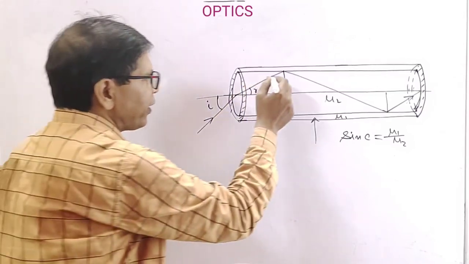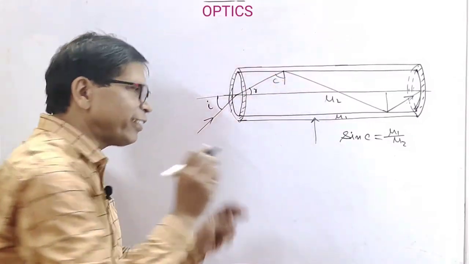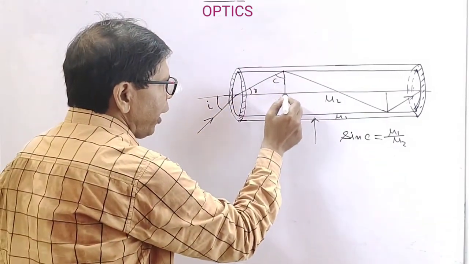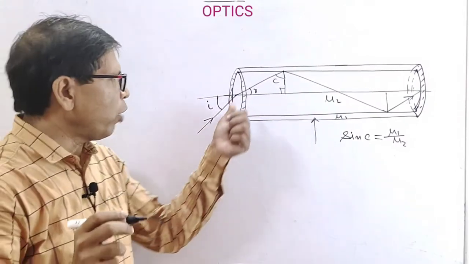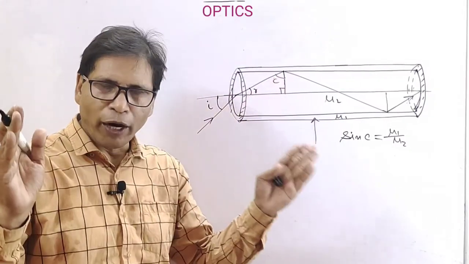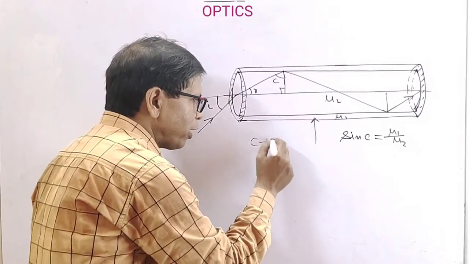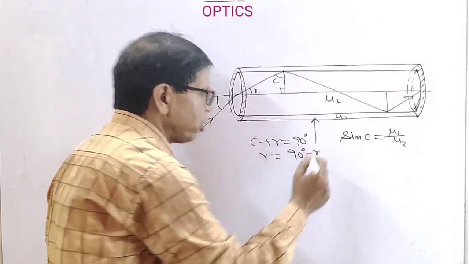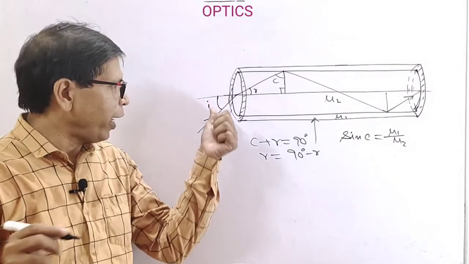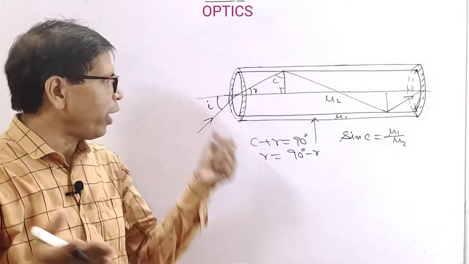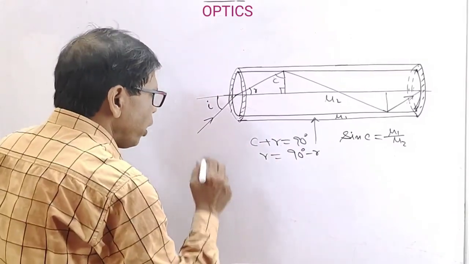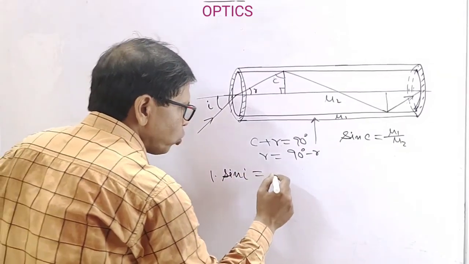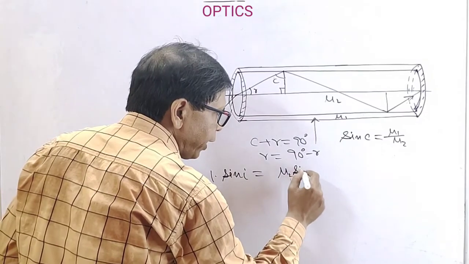So look at this. In this case, the angle of incidence is just greater than the critical angle. So look at this: this plus this is 90 degrees. So this plus this plus this equals 180 degrees. So C plus R equals 90 degrees, so R equals 90 degrees minus C. Now applying the generalized Snell's law at this point, we get 1 into sin I equals mu 2 into sin R.